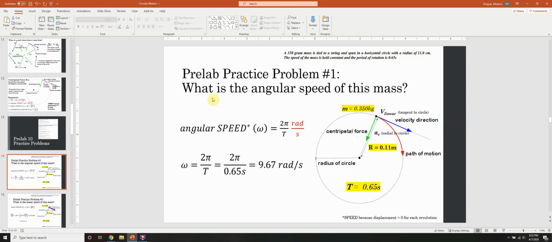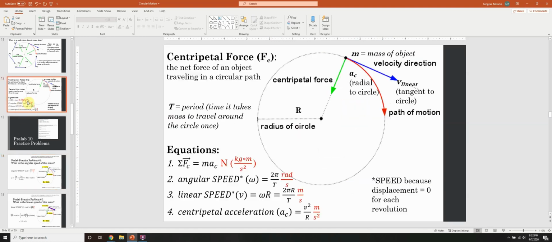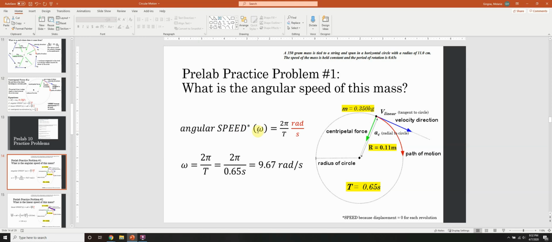So the first thing that we're looking for, pre-lab practice problem number 1, is the angular speed. So to review, angular speed, just grab this equation from here. The angular speed, or omega, is equal to 2 pi over the period. So all we do is we take 2 pi, we divide it by the period that we were given, and we get that the angular speed is 9.67 radians per second.